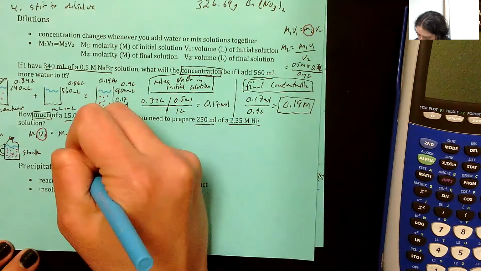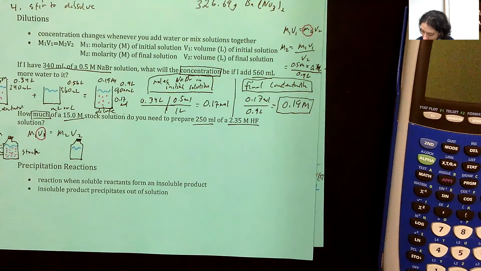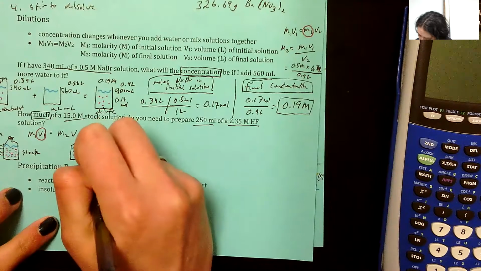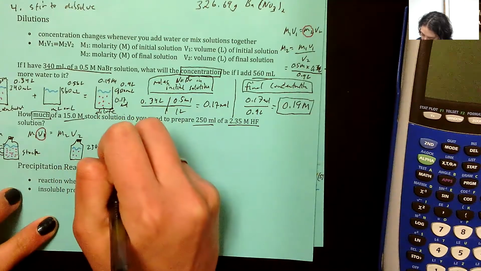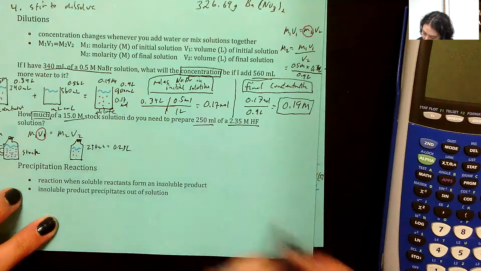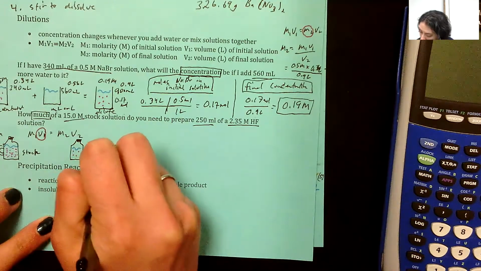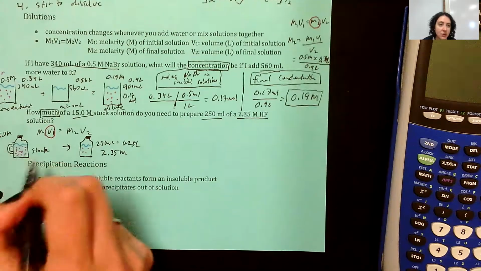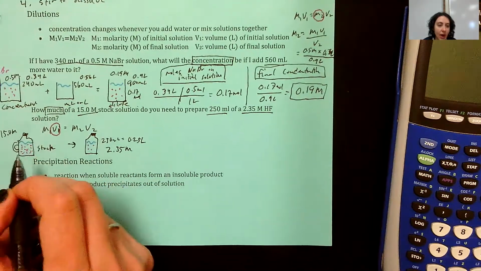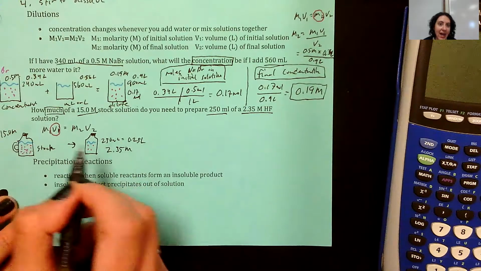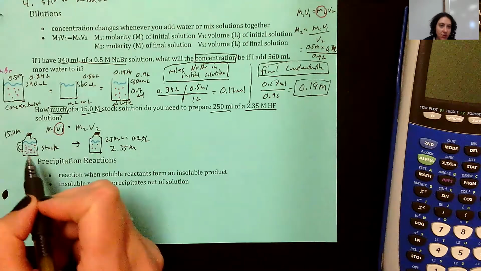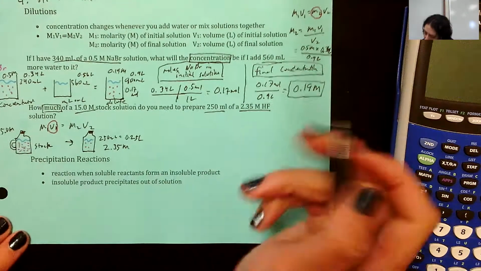We want, in the end, 250 milliliters, which is also equal to 0.25 liters of a 2.35 molar solution. So that's what we're going to. I'm going to call this situation 1 and this situation 2. So how much of this are we going to need to pour out and add to water in order to make this new solution? That's what we're trying to solve for. So we're really looking for the volume of that.